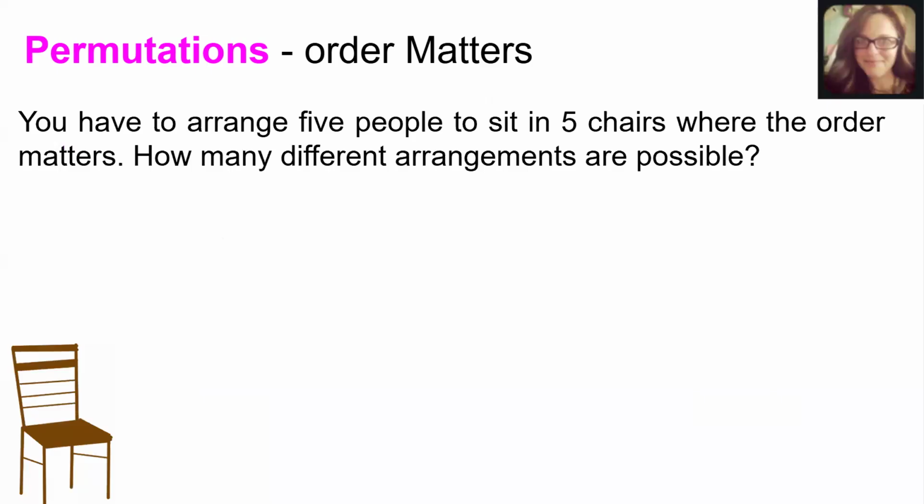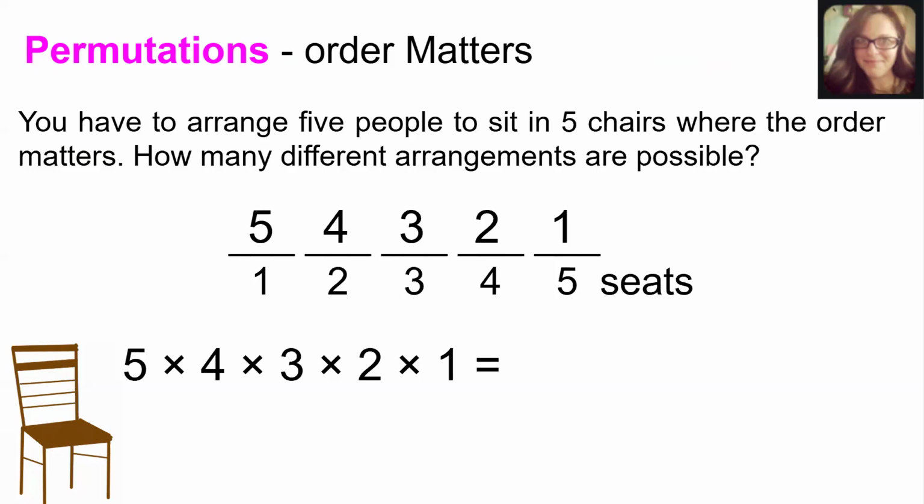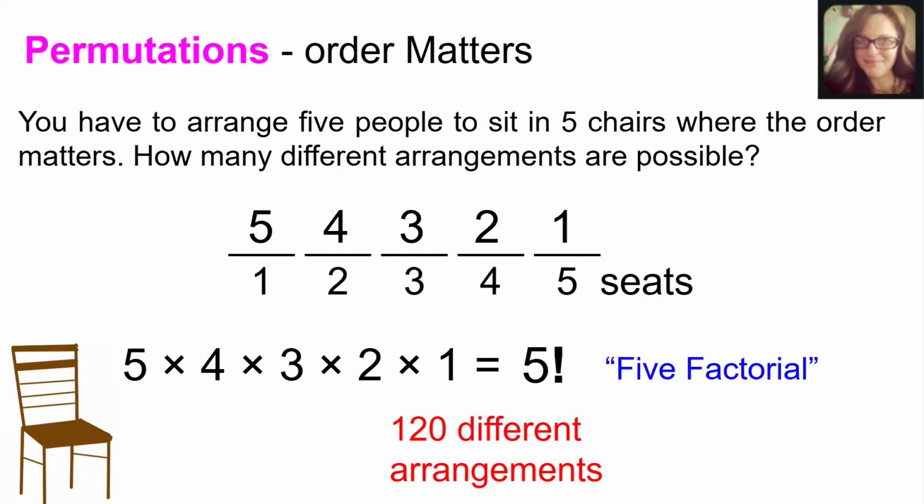Let's take a look at another example. You have to arrange 5 people to sit in 5 chairs where the order matters. How many different arrangements are possible? So using the same idea, we've got 5 seats. First seat, there are 5 people to choose from. We've chosen one person to sit in that first chair, so there are only 4 people left for the second position. 3 people for the third chair, 2 people for the fourth chair, and 1 person left for the fifth chair. So we can multiply these together, 5 times 4 times 3 times 2 times 1. And this is called 5 factorial. We get 120 different arrangements.